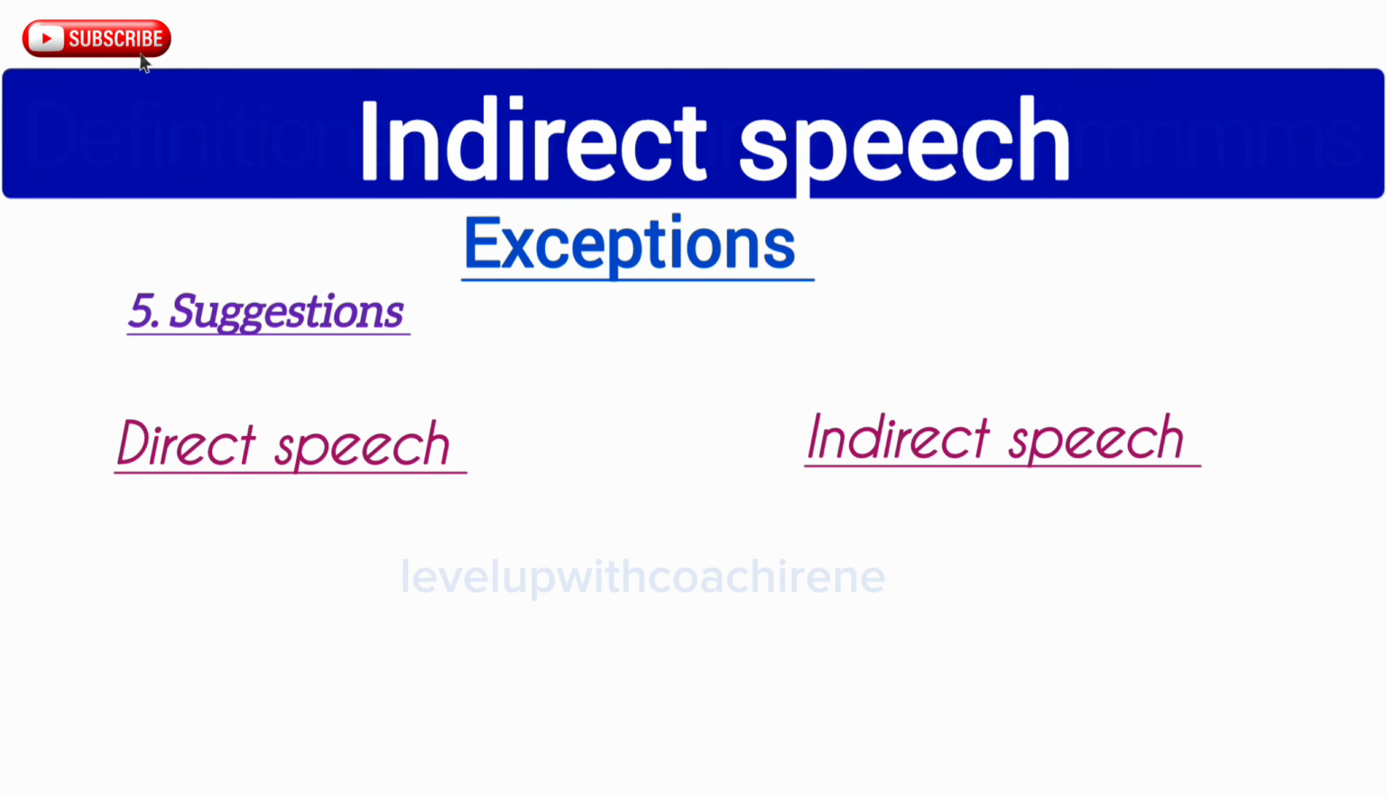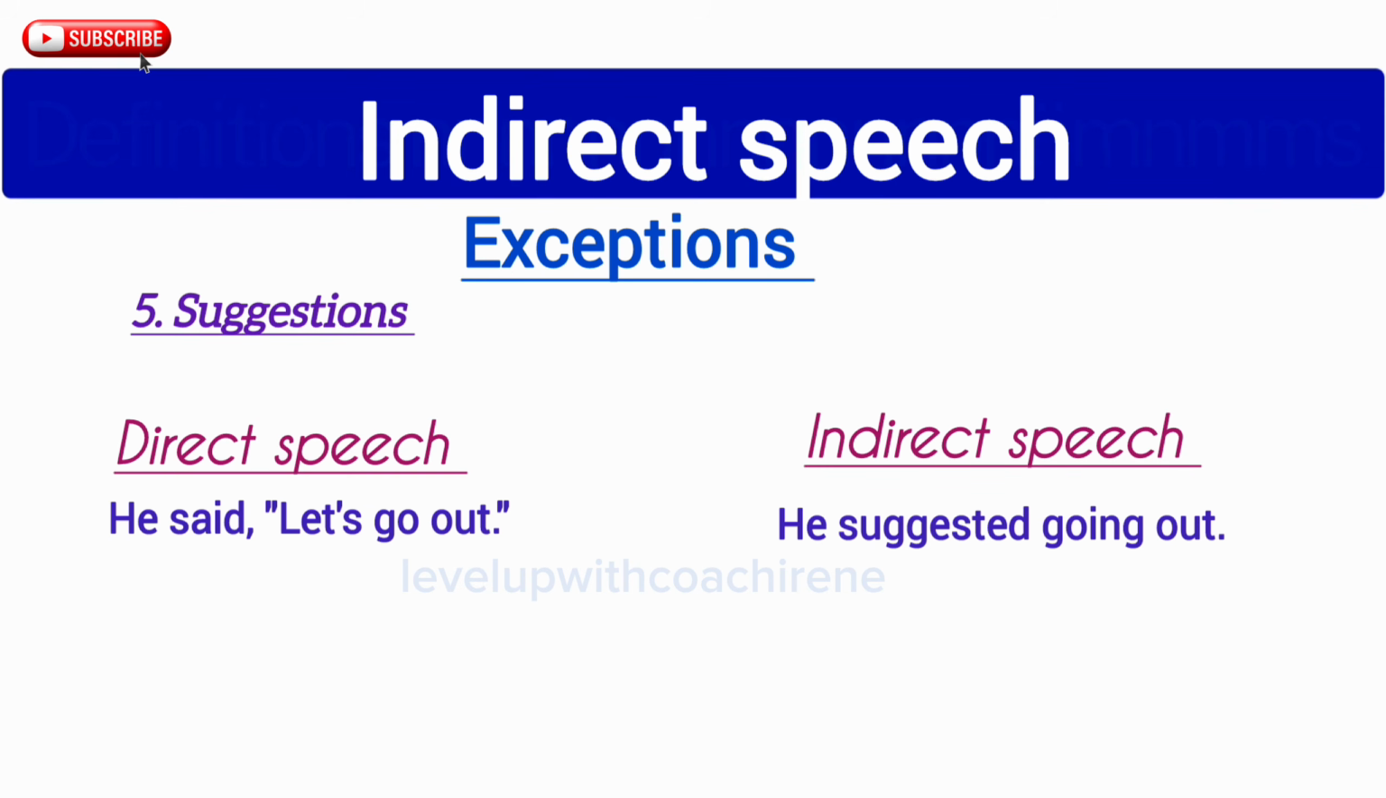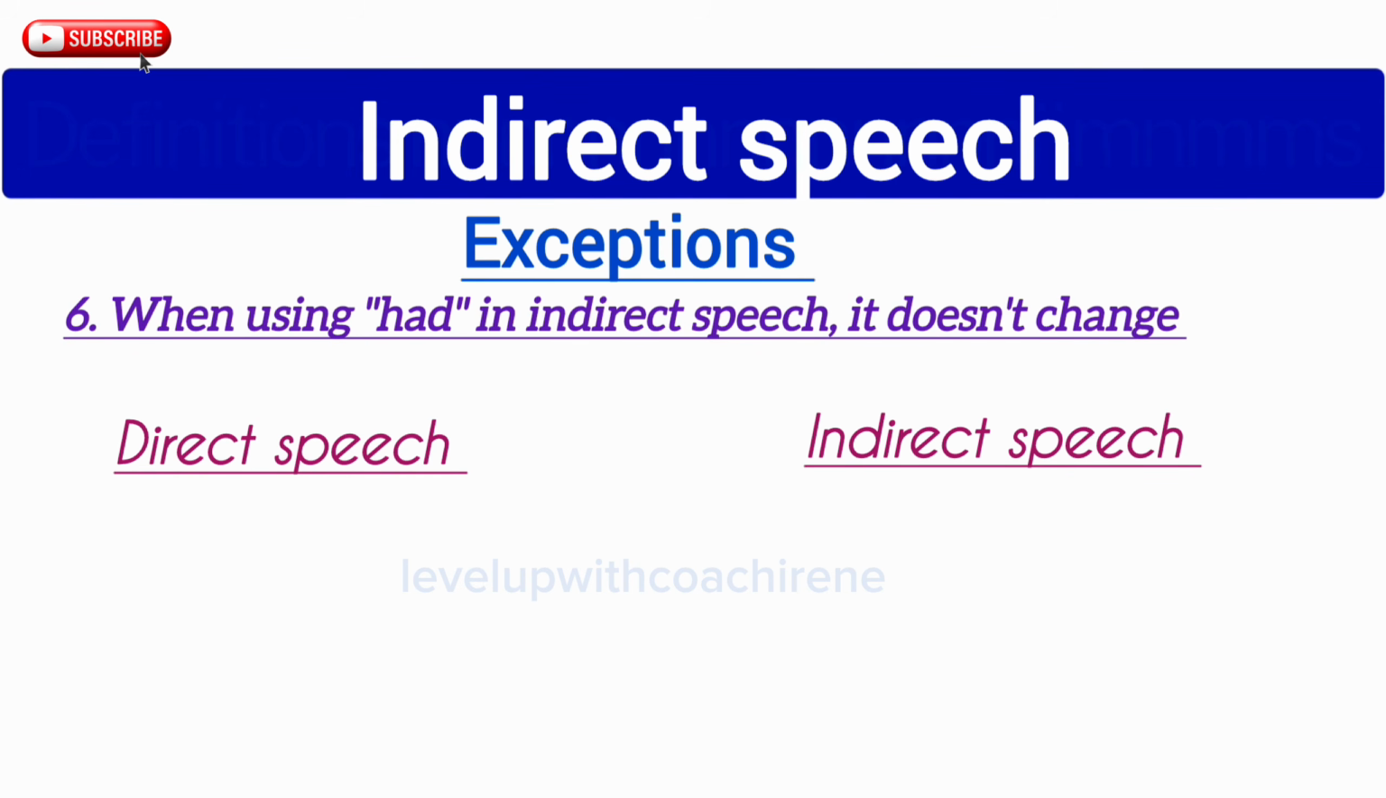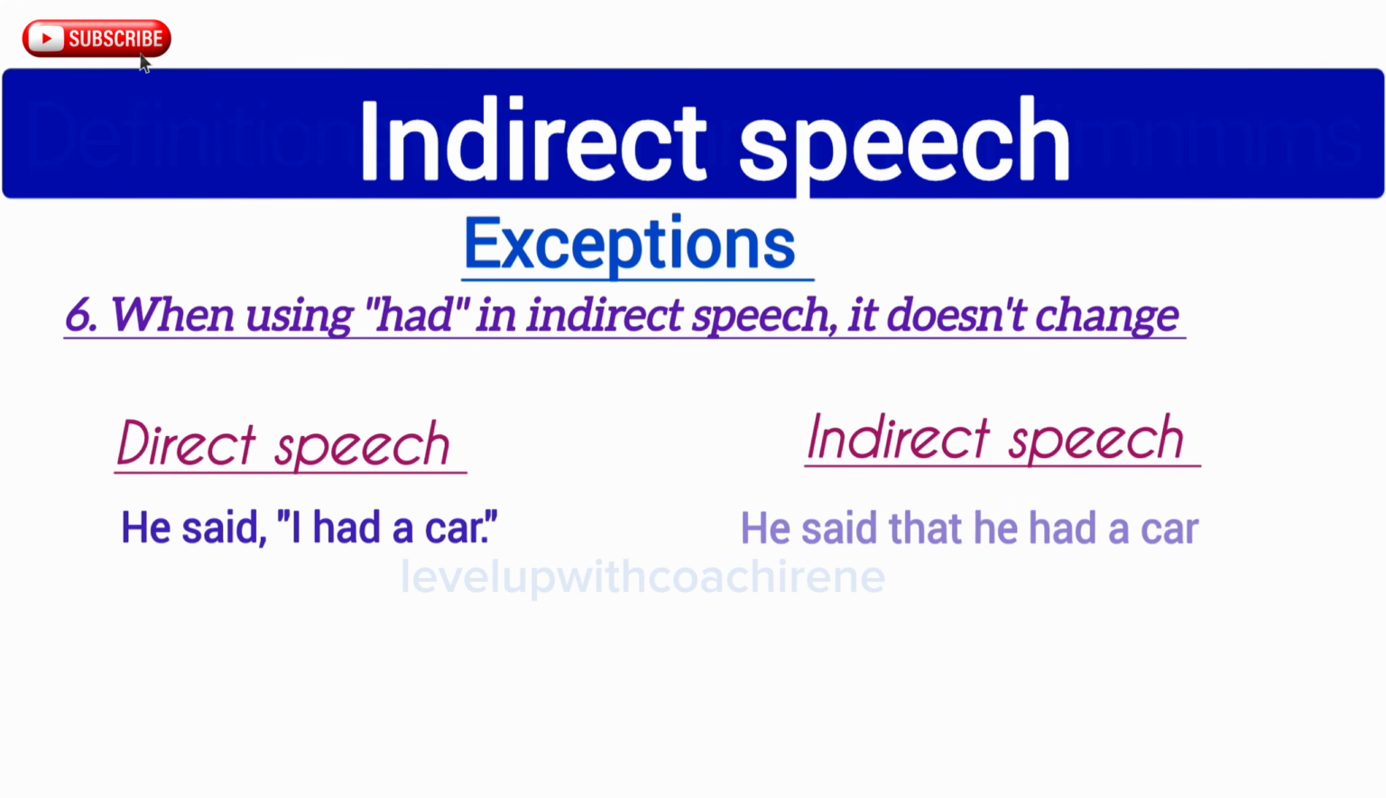For suggestions, we have, he said, "Let's go out." For indirect speech, it becomes, he suggested going out. When using had in indirect speech, it doesn't change. For example, he said, "I had a car." For indirect speech, we have, he said that he had a car.